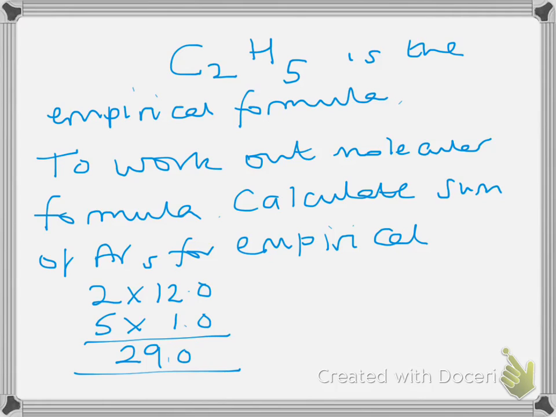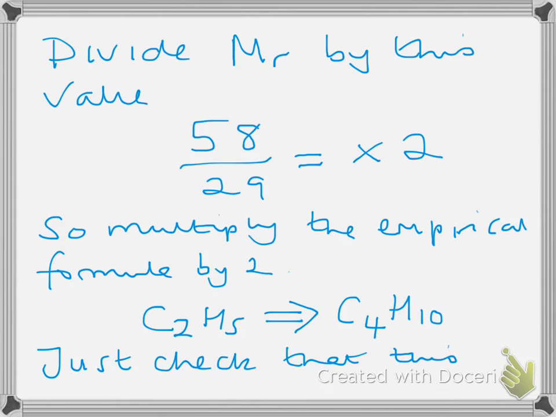To work out the molecular formula, calculate the sum of the ARs from the empirical formula. So in this case, it's 2 times 12 and 5 times 1, which is 29. Look for the MR in the question or the MZ value on a spectrum. In this case, we're told that it's 58.0. So 58 divided by 29 is times 2. So you multiply the empirical formula by 2.